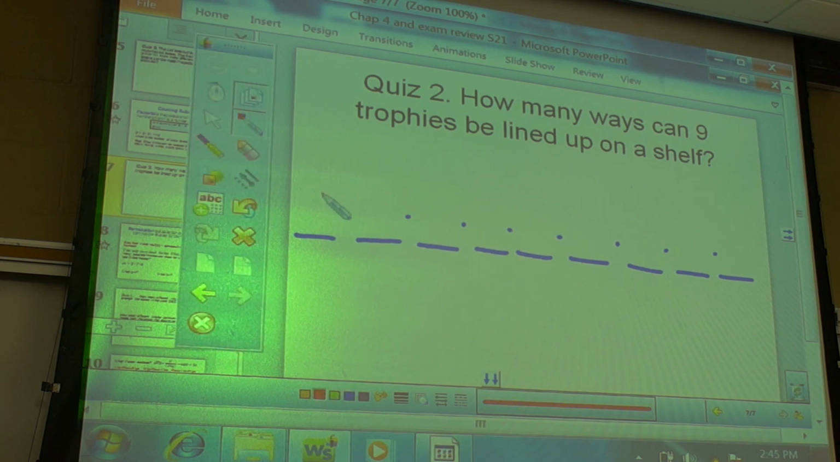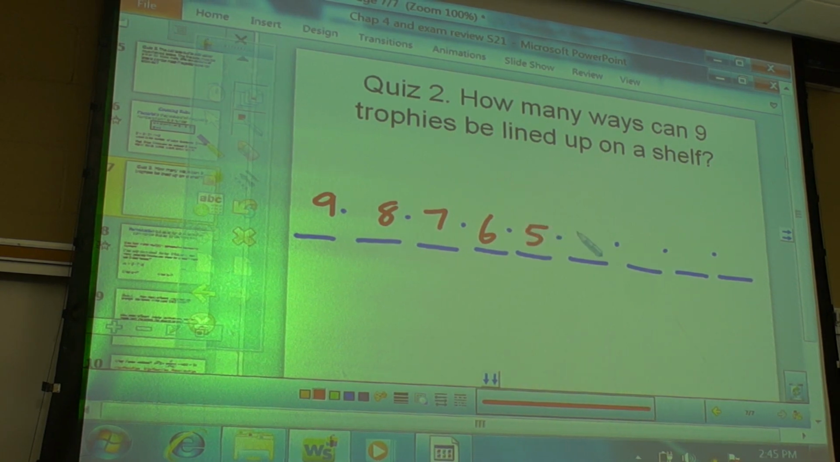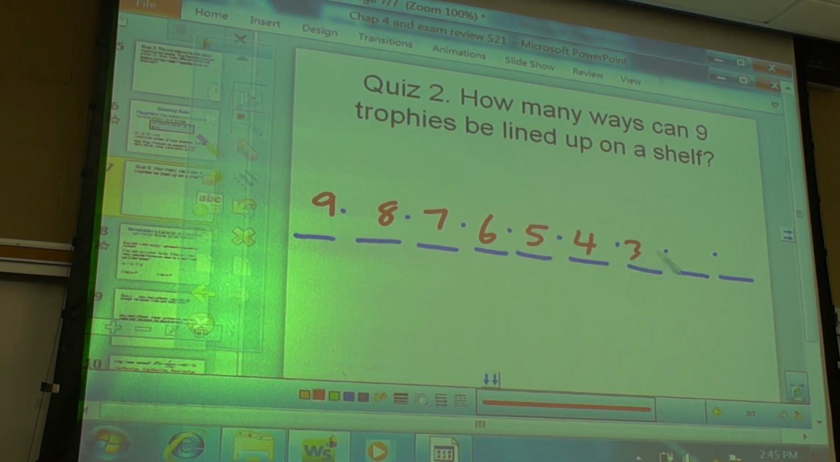How many options for the first spot? 9. Yep, I have all 9. And then after I pick that one, how many options for the second spot? 8. The next spot? Next spot? 7. Then? 6. Yep. And then 5, 4, 3. Good.